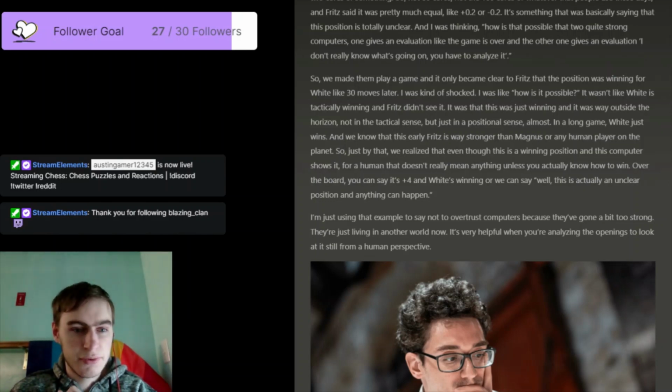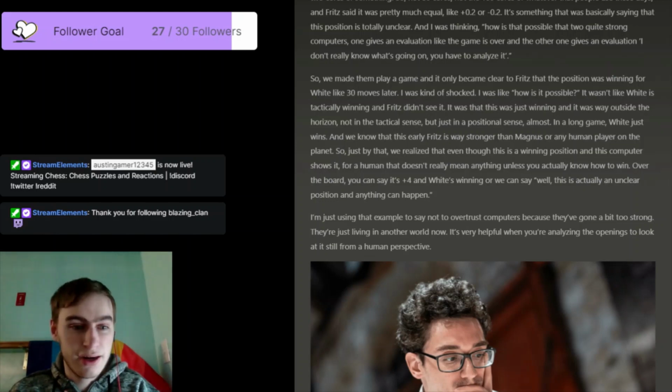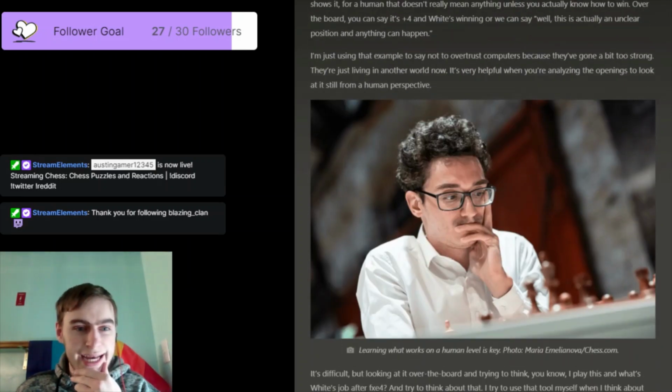In a long game, white just wins. And we know that this early Fritz was way stronger than Magnus or any human player on the planet. So just by that, we realize that even though this was a winning position and the computer shows it, for a human, that doesn't really mean anything unless you actually know how to win. Over the board, you can say it's +4 and white's winning, or you can say, well, this is actually an unclear position and anything can happen. I'm just using that example to say not to overtrust computers because they've gone a bit too strong. They're just living in another world now.